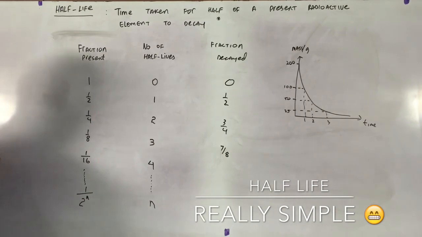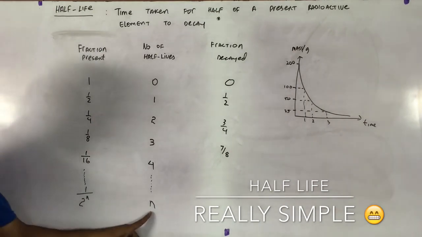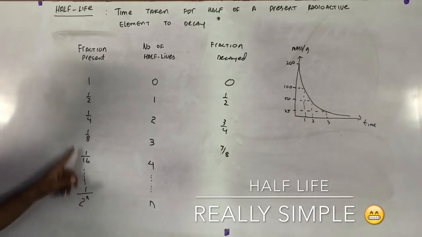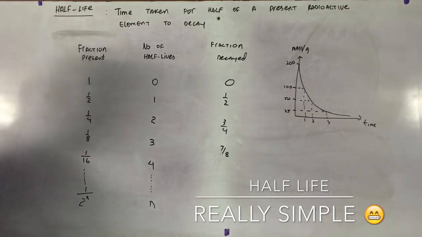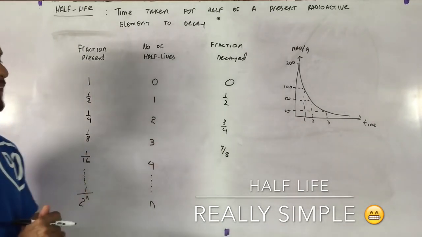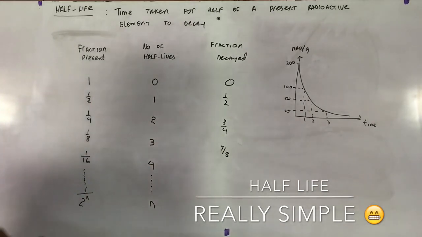1/2 to the power of n. So after n half-lives, let's say 4 half-lives, it'll be 1/2 to the power of 4 left. Right? And the fraction decayed will be 1 minus that. So if I have 1/8 left, 1 minus 1/8 is 7/8. And that's the way we work out half-life.